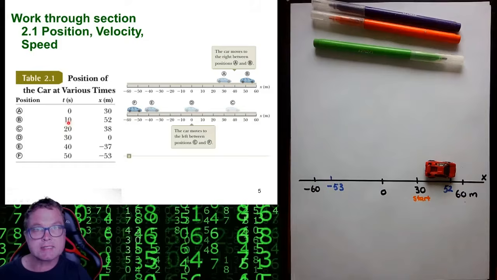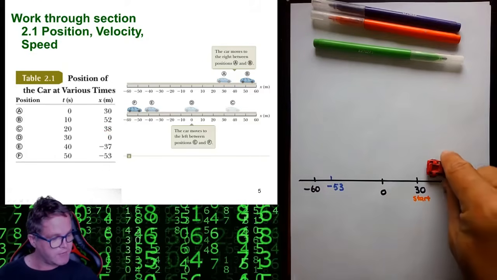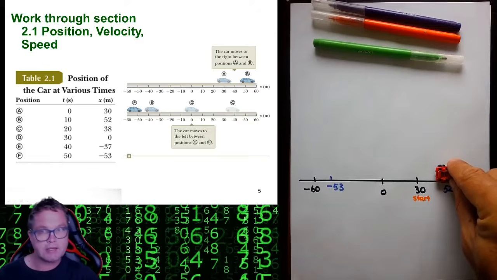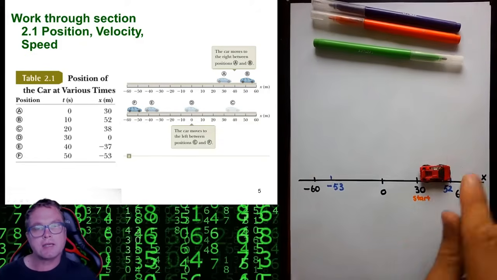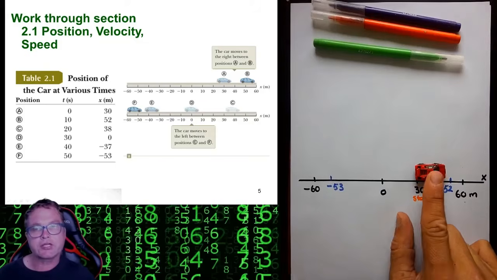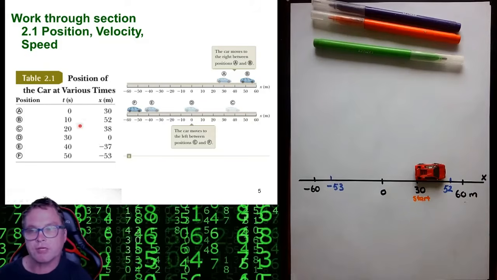What happens next is the clock runs from 10 seconds to 20 seconds, and after 20 seconds have elapsed, the car finds itself back at position 38 meters. So this means that it's moving in the backwards direction. Let's have a look. Where are the figures showing it there?